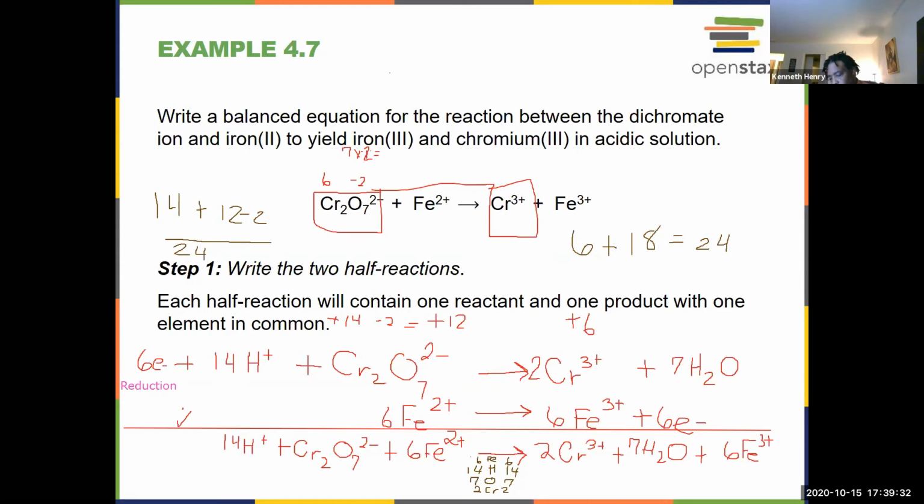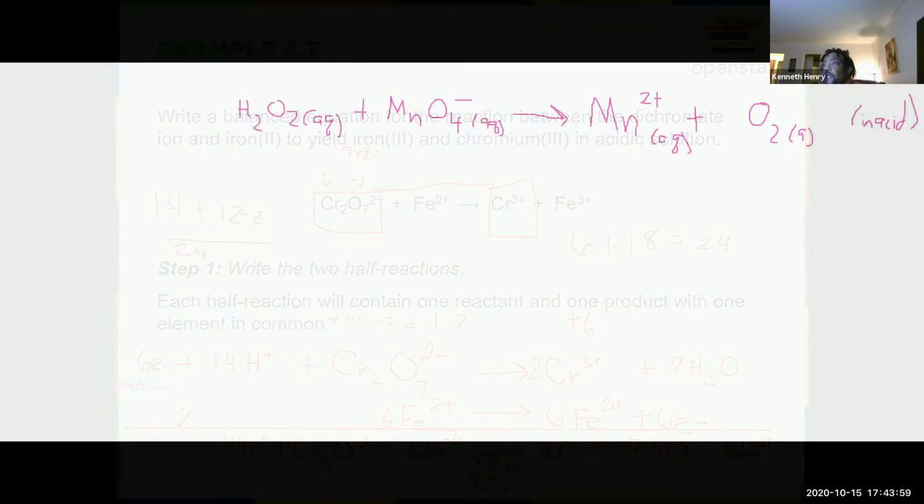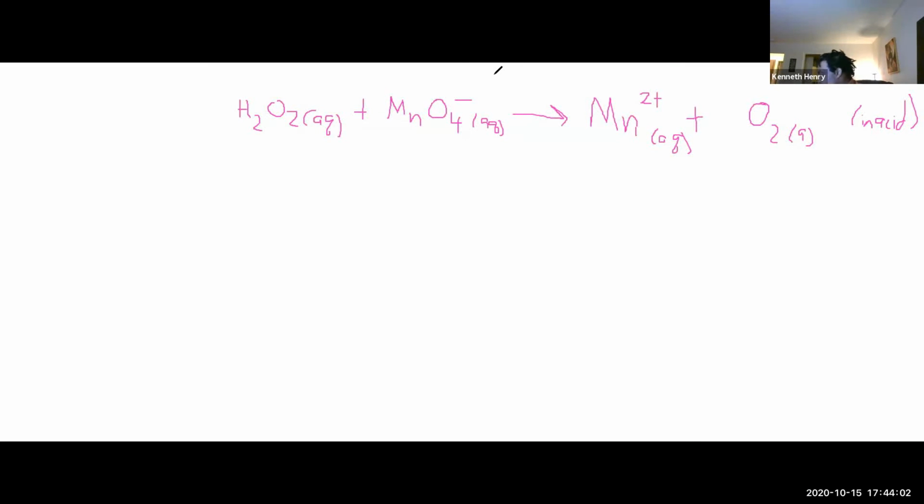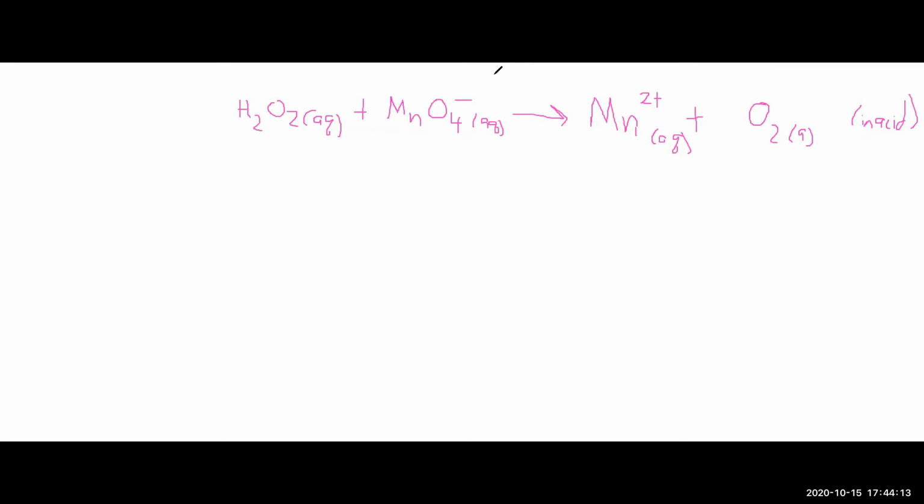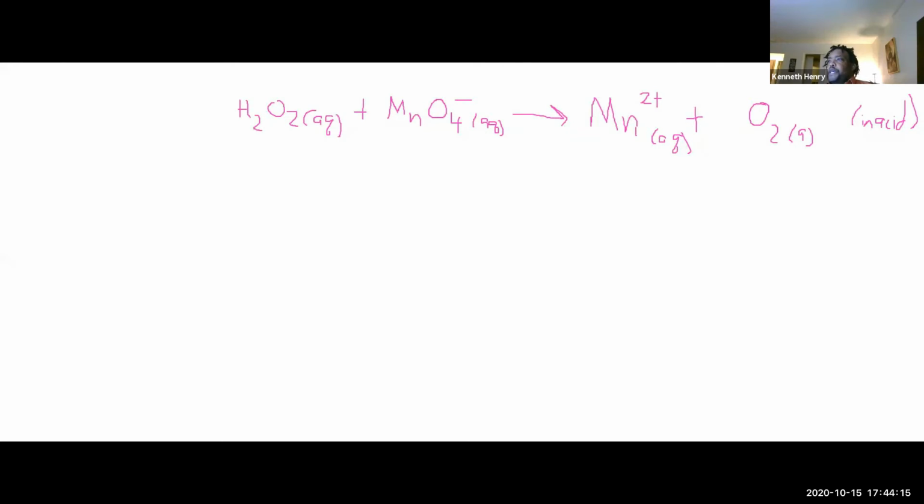Okay, so what is my first step? Write them into individual halves. So what are going to be my two halves? The equation that's oxidizing and the equation that's reducing.